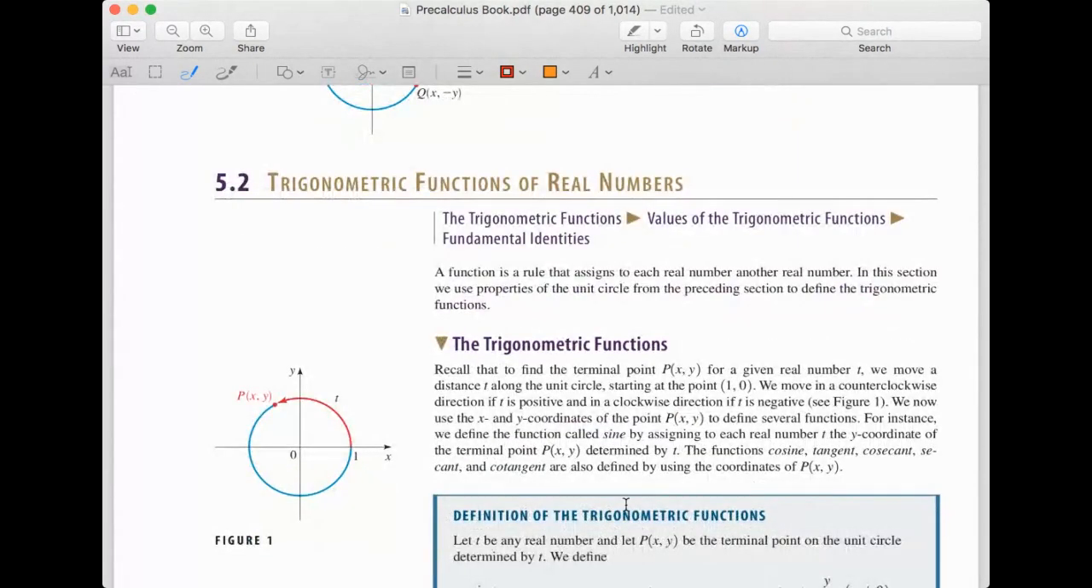Okay, so today we're going to start talking about trigonometry functions. If anyone has any question, feel free to stop me, all right? Ask me questions.